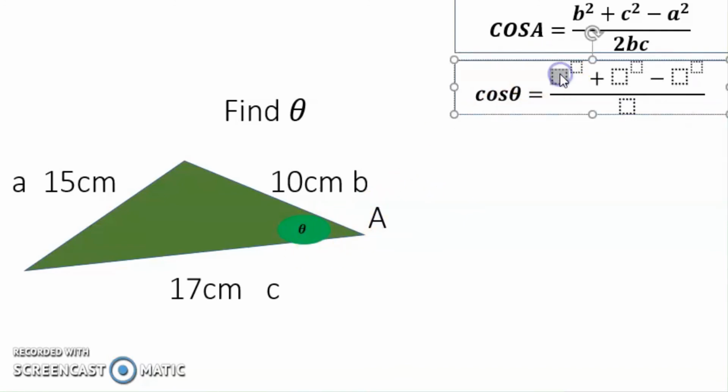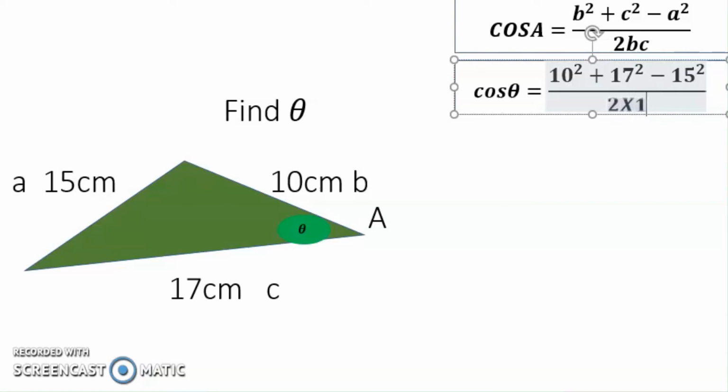Now what is B? B is 10, so we have 10 squared. Our C is 17, so 17 squared, minus our A. Our A is 15, so 15 squared, all over 2 times B, which is 10, times C, which is 17. So 2 times 10 times 17. The next thing for us to do now will be to simplify this.